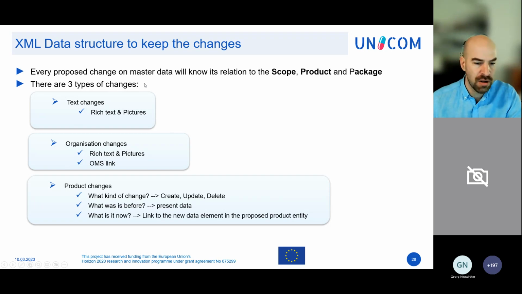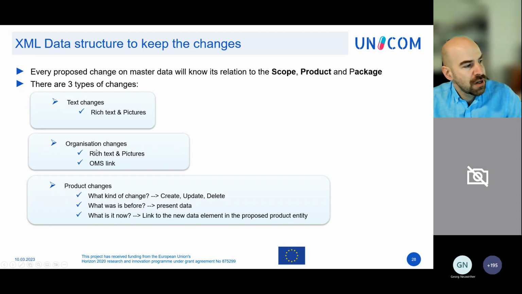The difference from today is that it is no longer just text. You do have to show rich text. And that's a little bit more complicated for IT people, but it is worth it because you have the pictures in line. You don't have the pictures afterwards, which is great. The second one is an organization change. So you cannot just have rich text and pictures, but you can also have an OMS link.